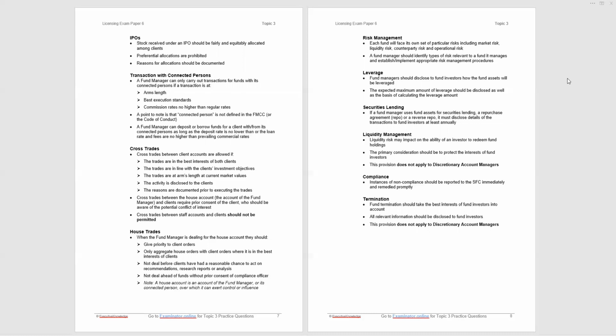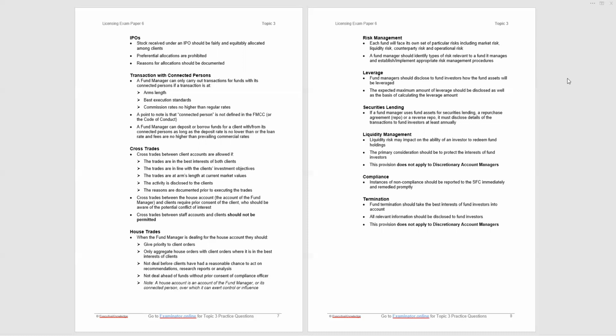Page 8, continuing with the activities. Fund manager must have risk management. We've seen that before. If there is leverage, it must be disclosed. Securities lending. If you do use fund assets for lending purpose, repurchase or reverse repo, you must disclose details of the transaction to fund investors at least annually.